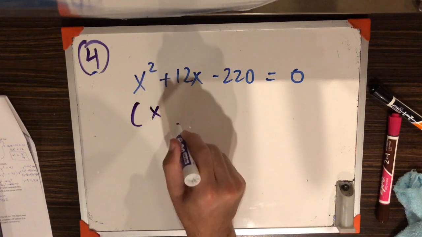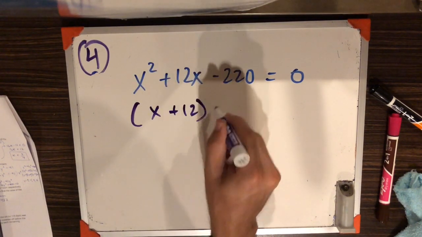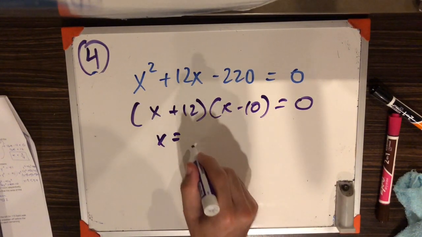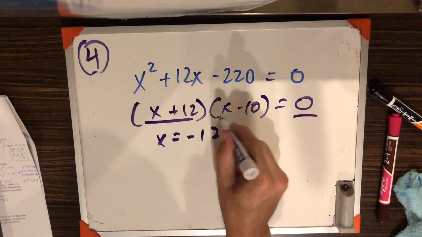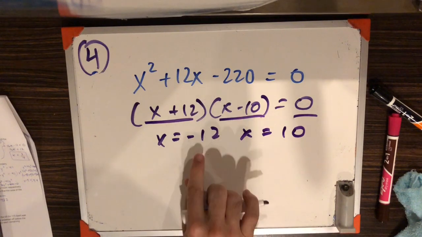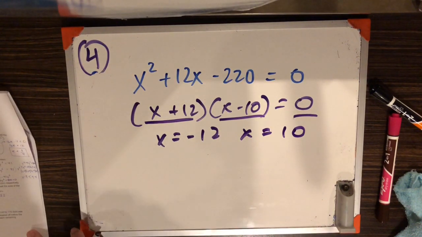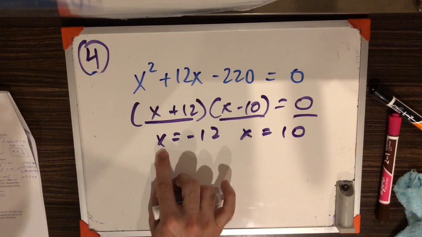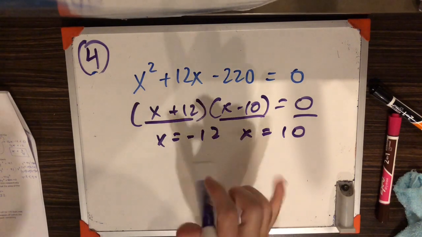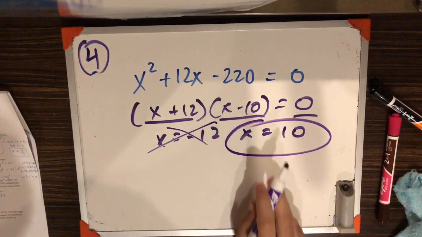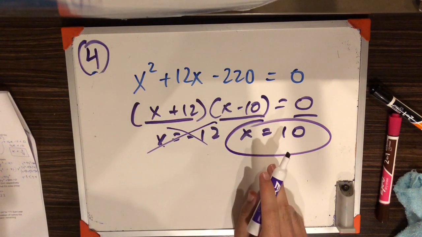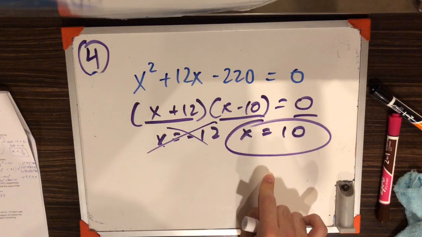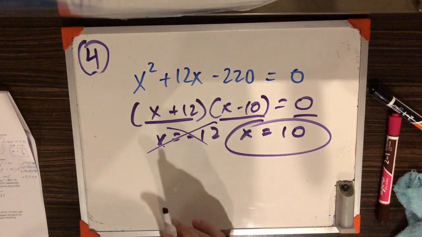I end up getting x plus 12, x minus 10 equal to 0. Well, again, if I'm saying x is equal to negative 12, this equals 0, this would be equal to 10. Well, in this case, what does x represent? It is the number of miles that Mr. Richard rode, okay? Can it be negative 12 miles? Well, heck no, right? The only possible answer is x is equal to 10.